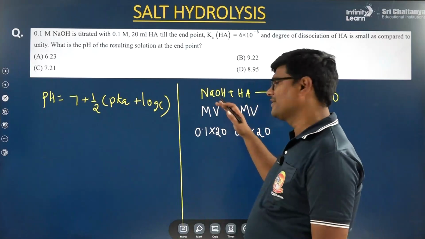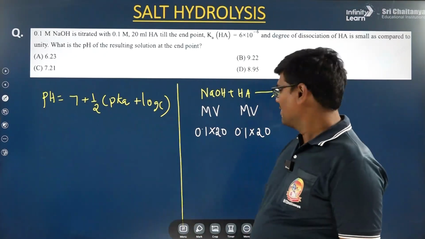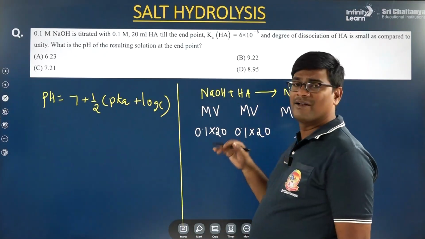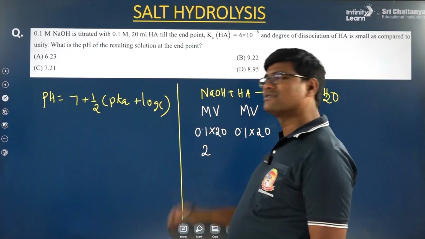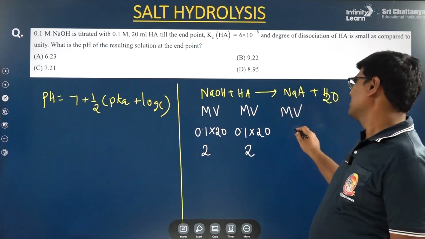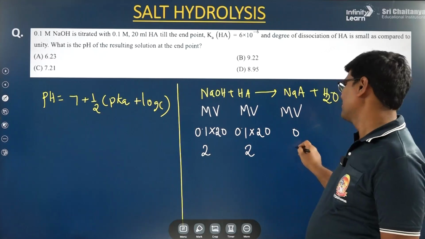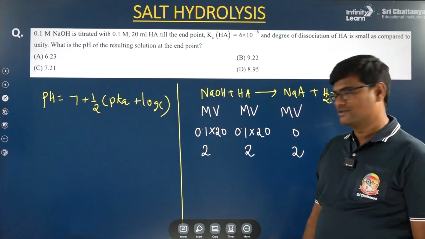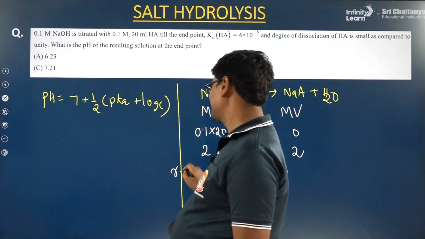So 20 ml of 0.1 molar NaOH reacts with 20 ml of 0.1 molar HA. That means 2 millimoles react with 2 millimoles. Then what is produced? The product initially is 0, therefore the product will now become 2 millimoles. Now, what is remaining?